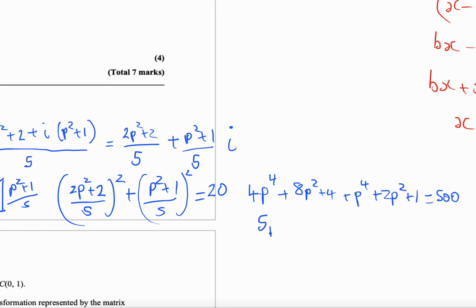So you get 5p to the 4 plus 10p squared, and that's minus 495. And we can divide by 5. So let's say p squared equals a, so that's going to give you a squared plus 2a minus, how many 5s in that? That's going to be 99.